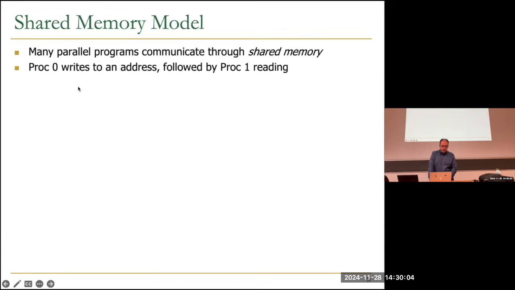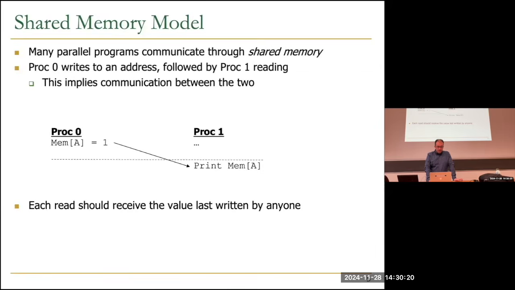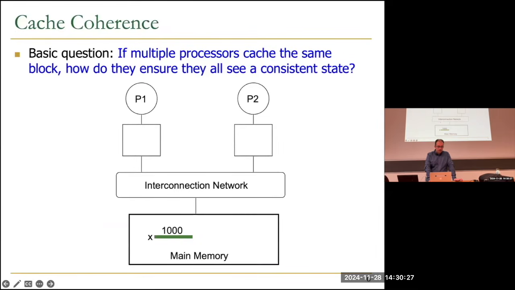So like processor 0 can write to an address, and that can be followed by processor 1 reading. So this way, processor 0 and processor 1 can communicate information, essentially. So each read should receive the value last written by anyone. And that's the key here, which we're going to see that this can be not true, actually, when we have caches. So this is a basic question that we want to answer here. If multiple processors cache the same block, how do they ensure they all see a consistent state?